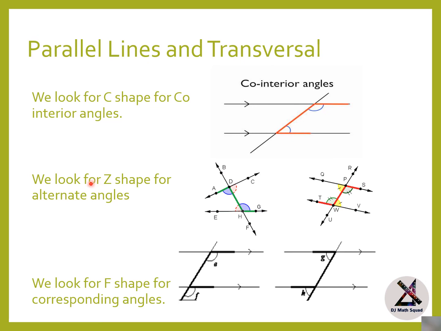Then for alternate interior angles, you can see a Z shape. So just see, if you look at the same colors, the blue and the red, you can see over here a Z kind of a shape. It is not a proper Z, but yes, a Z kind of a shape. Similarly, this is an inverted Z, you can see, right? So you can identify a Z shape here.